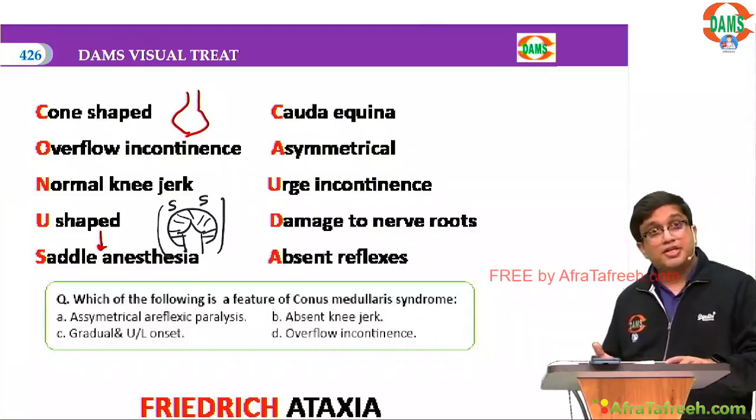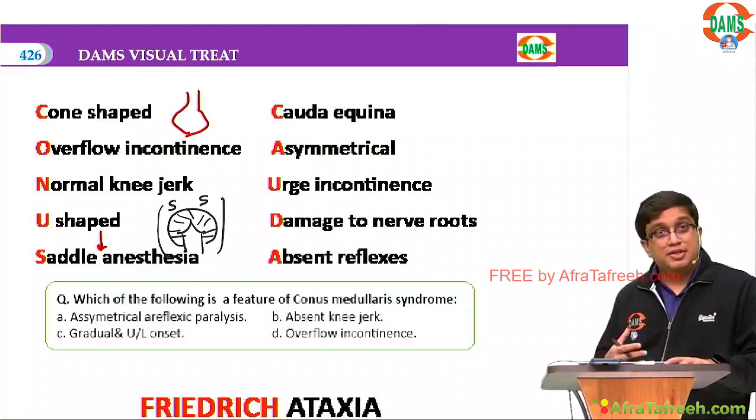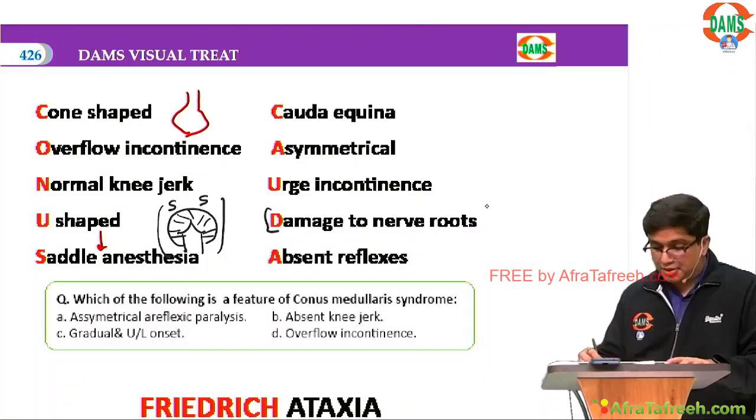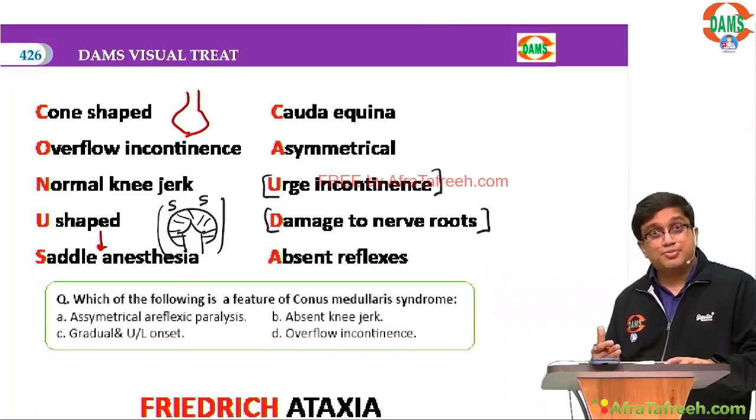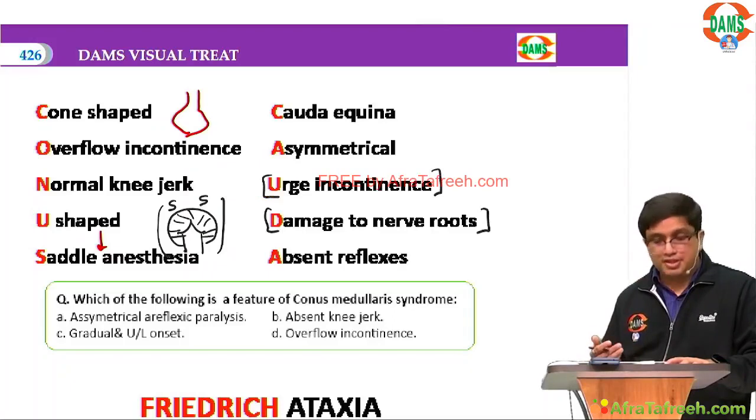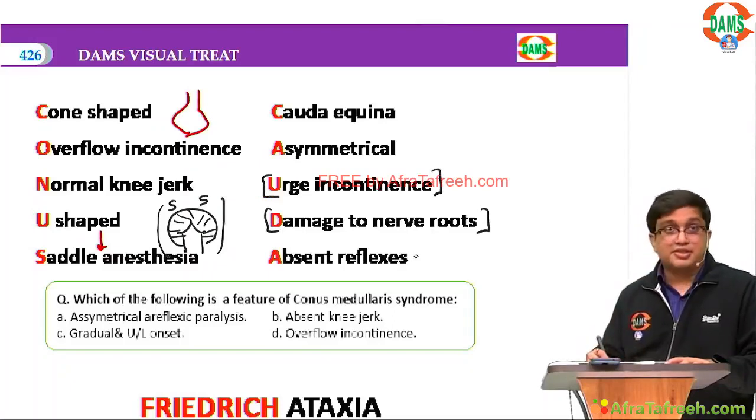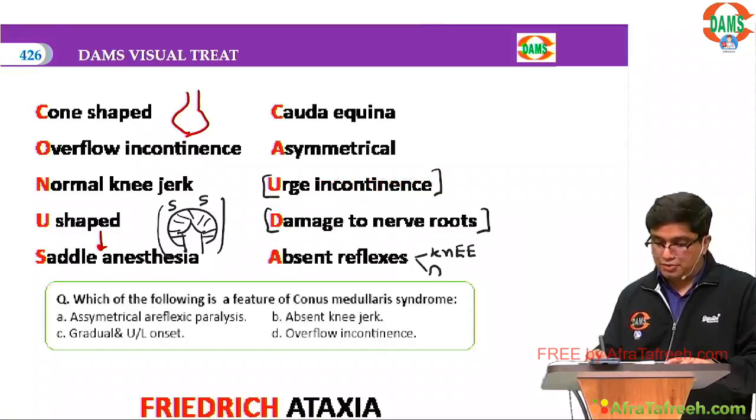Cauda equina is a problem in which the nerve roots are basically damaged. They will come with an urge incontinence. Since the nerve root on one side is damaged more than the other side, the problem will be asymmetrical, and limb reflexes are generally absent, not only the knee but the ankle also.